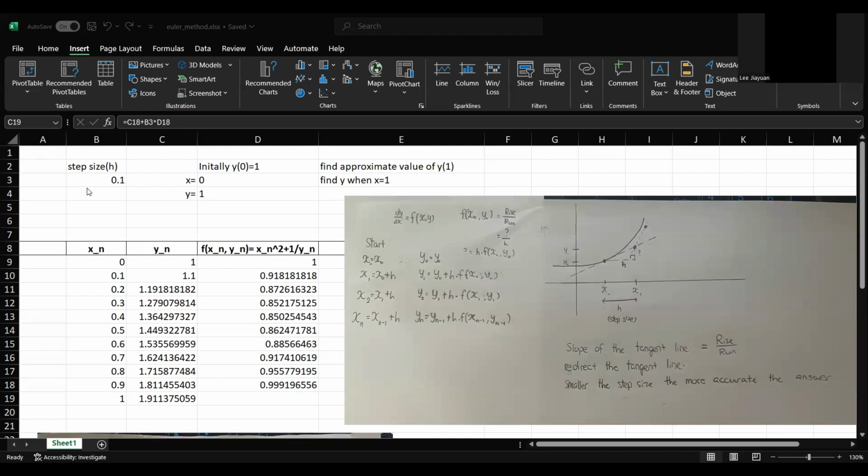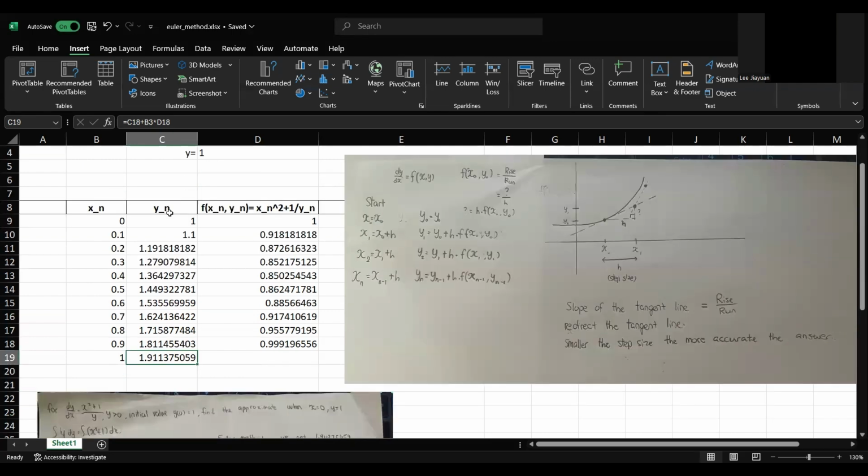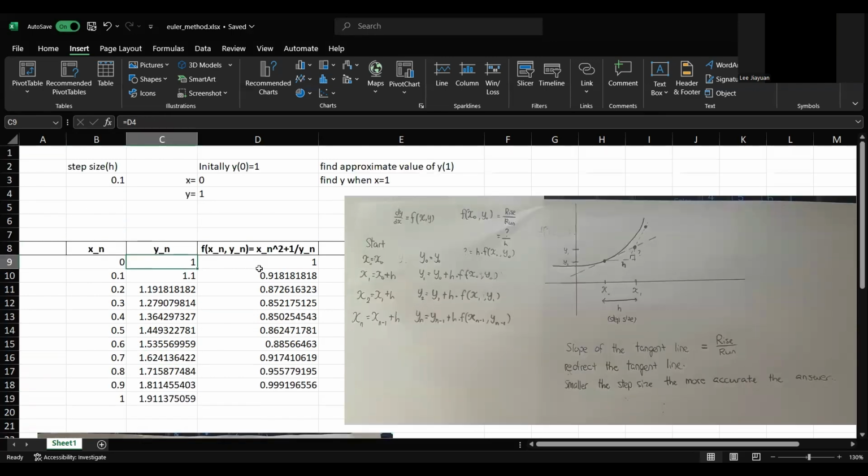In the question, they wanted us to find dy/dx equal to (x squared plus 1) divided by y, when y is more than 0, given the initial value of y(0) equal to 1. So when x is 0, y is equal to 1 for the initial value. And they want us to find the approximate value of y when x is equal to 1. For this, our step size will be 0.1. And so this is our initial value of x and y, which is 0 and 1.